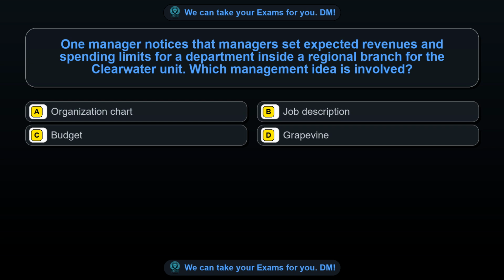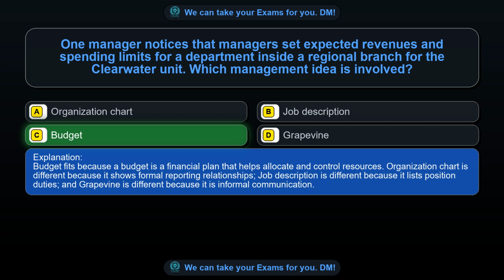Question 83. One manager notices that managers set expected revenues and spending limits for a department inside a regional branch for the Clearwater unit. Which management idea is involved? Option A, organization chart. Option B, job description. Option C, budget. Option D, grapevine. The correct answer is option C, budget.